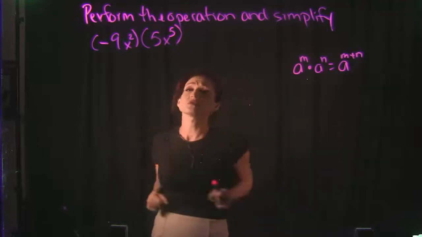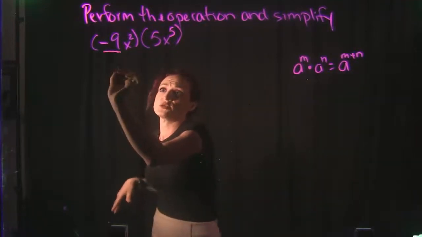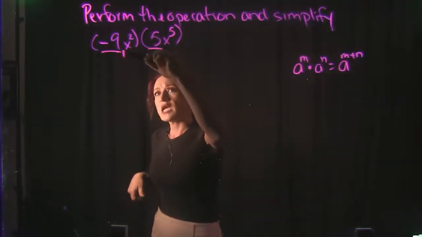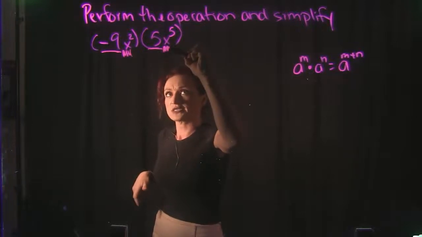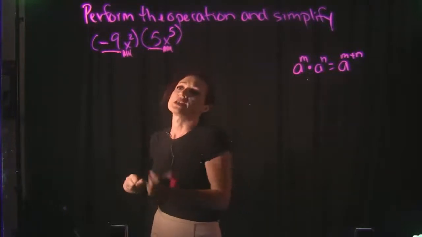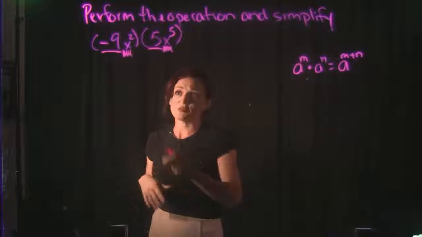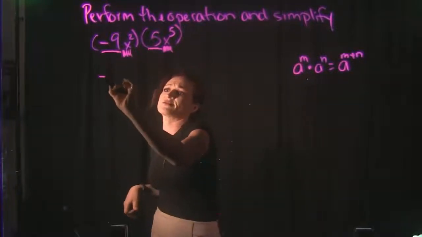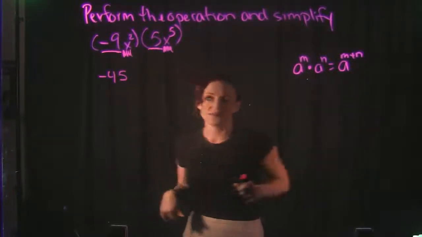So, whenever we multiply this here, let's do number times number, and then we're going to do x squared times x to the fifth. Now, number times number is the easy part here. Negative 9 times 5 is negative 45.